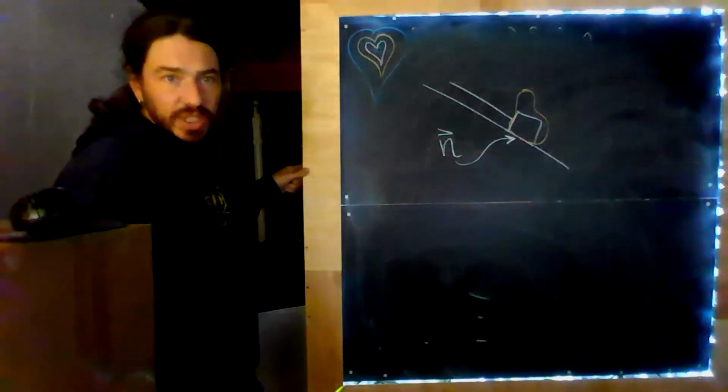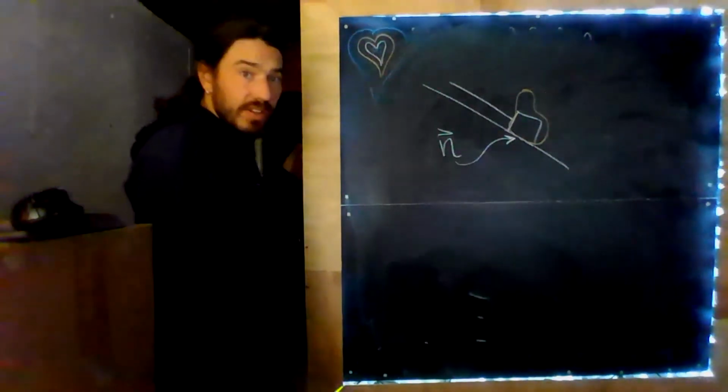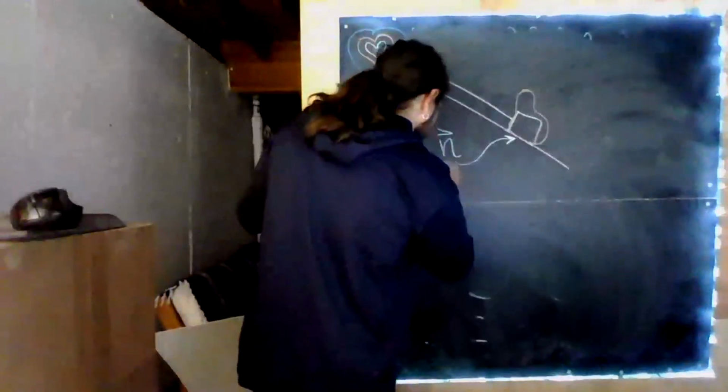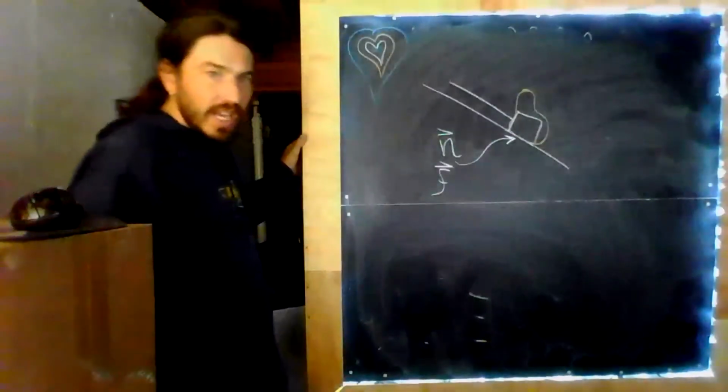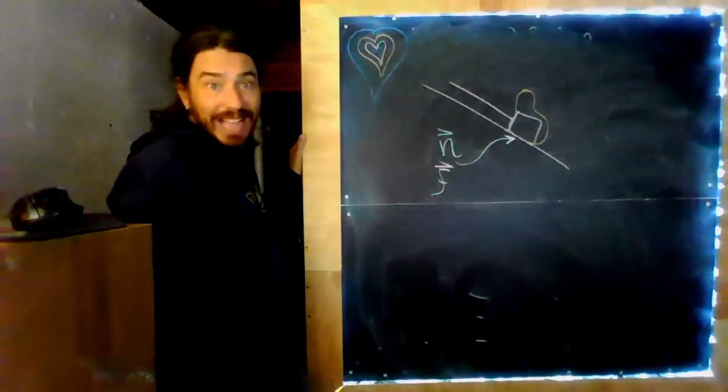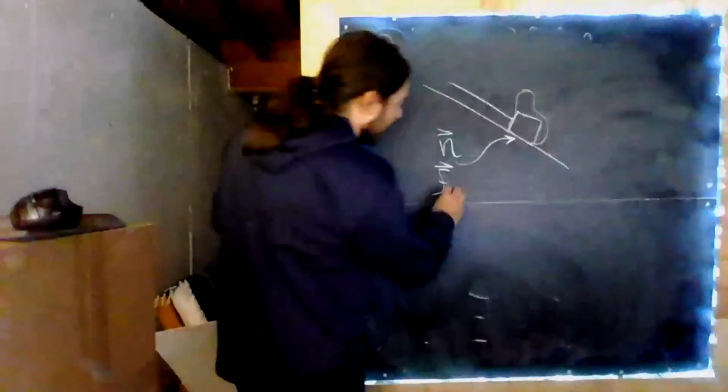Well, it didn't tell us it's a frictionless surface, so presumably there's also friction. Is it static friction or kinetic friction? Well, it's being dragged, so it is sliding. Therefore, that is kinetic friction.